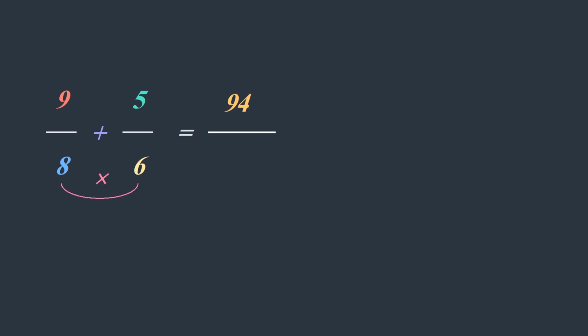Multiply the two denominators, so we have 8 times 6, which is equal to 48. And that is all.